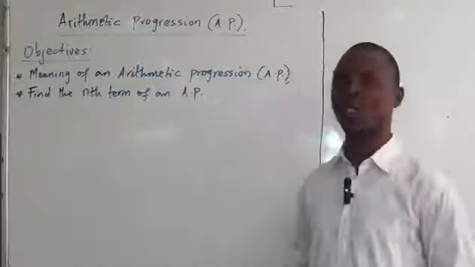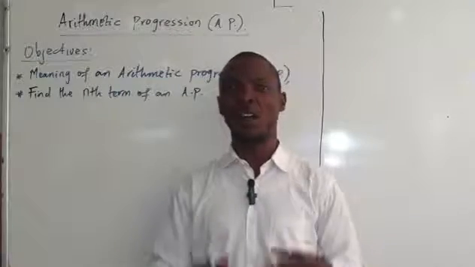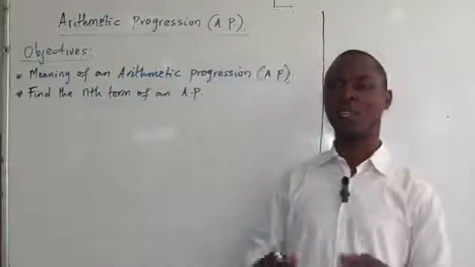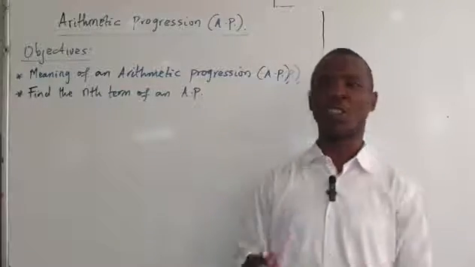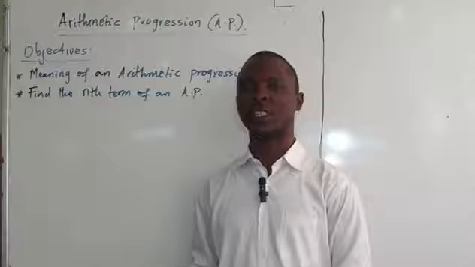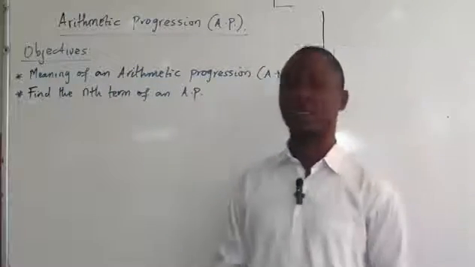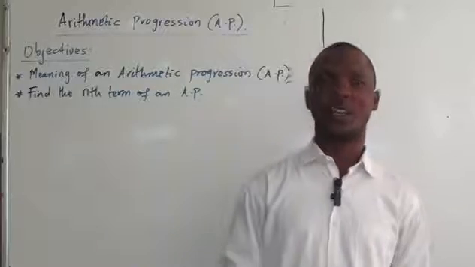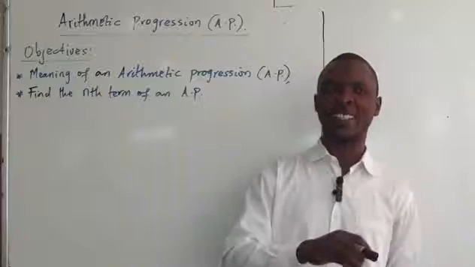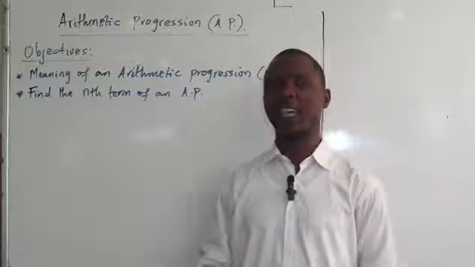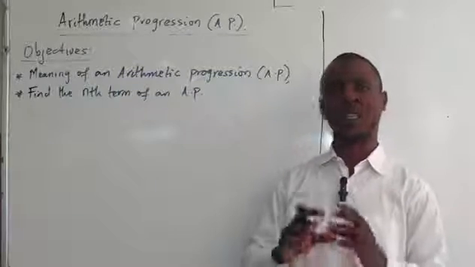So starting with the meaning of arithmetic progression. Arithmetic progression, or AP, is a sequence in which the consecutive terms increase or decrease by adding or subtracting a constant. Let me take it again. Arithmetic progression is a sequence in which the consecutive terms increase or decrease by adding or subtracting a constant. So this constant simply means the common difference.